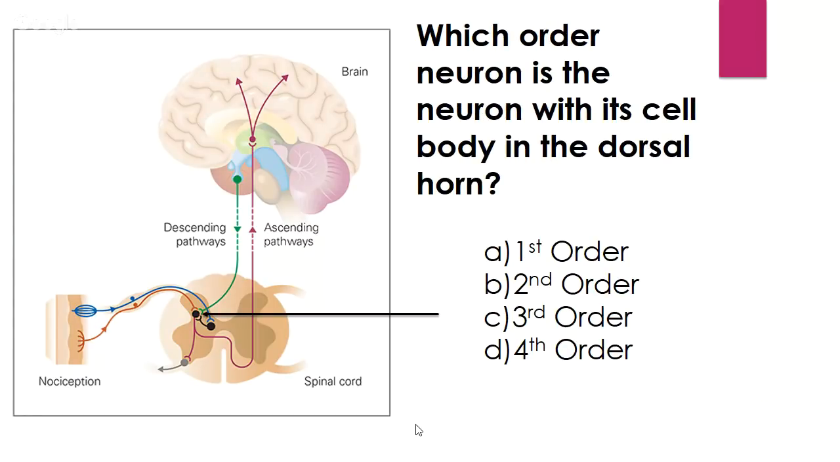Alright, which order neuron is the neuron with its cell body in the dorsal horn? Second. Yeah, well done.